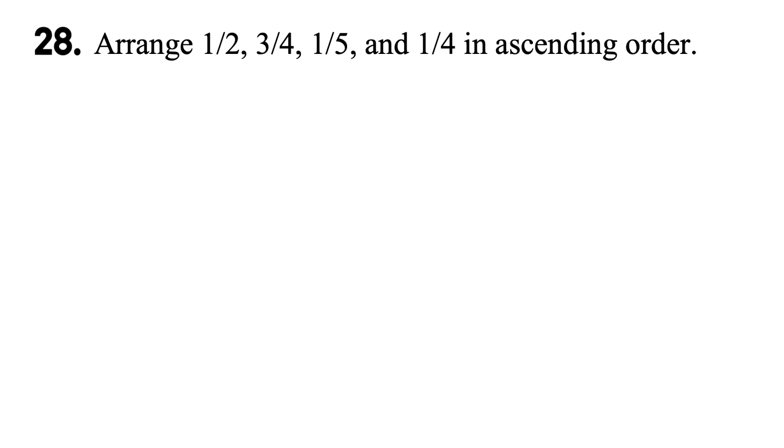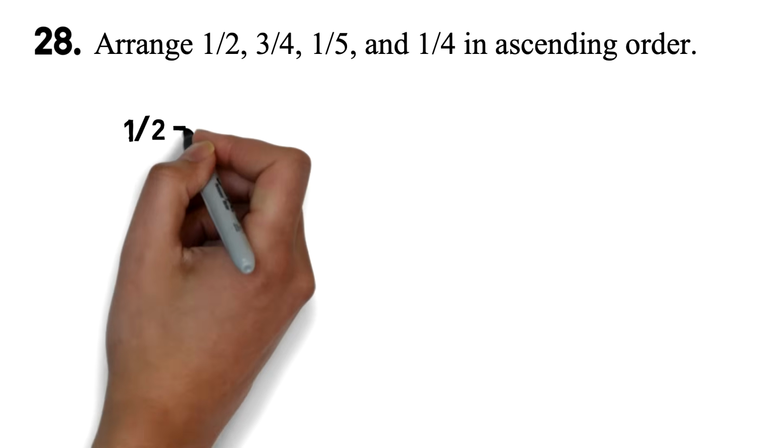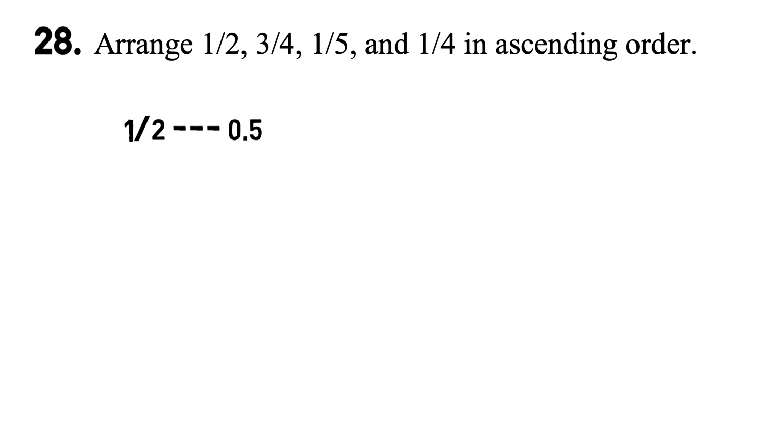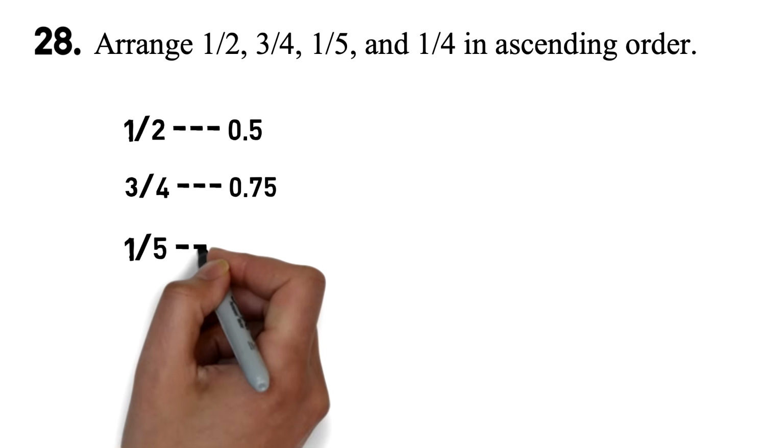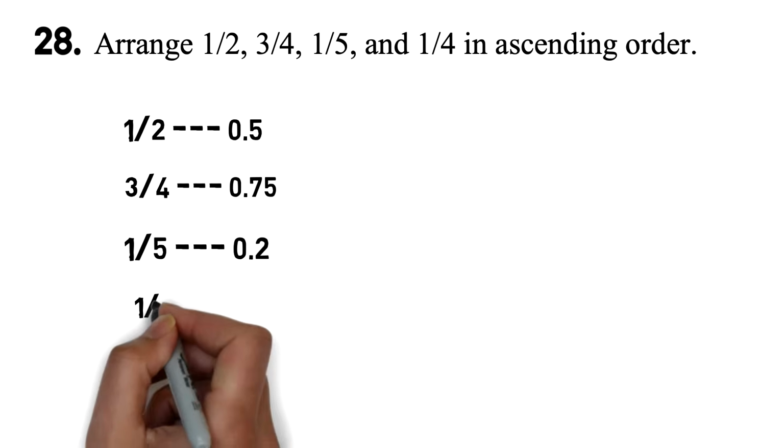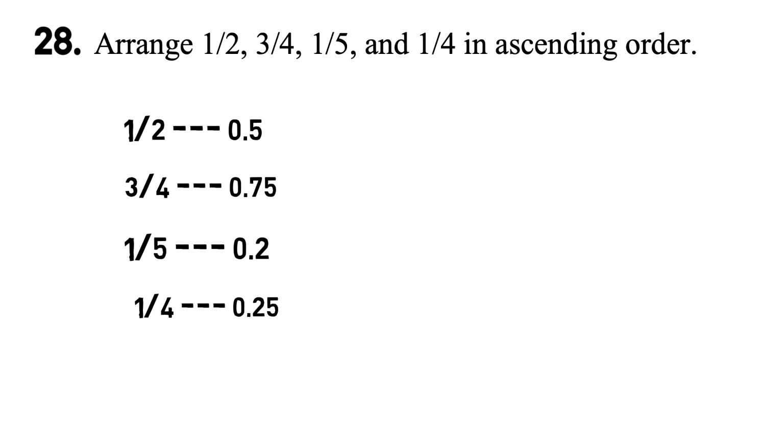Question 28. We are supposed to arrange 1 over 2, 3 over 4, 1 over 5, and 1 over 4 in ascending order. The easiest way to compare multiple fractions is to convert them to their decimal form. These fractions here are common fractions that you have to memorize their decimal forms. 1 over 2 is 0.5. 3 over 4 is 0.75. 1 over 5 is 0.2. 1 over 4 is 0.25.